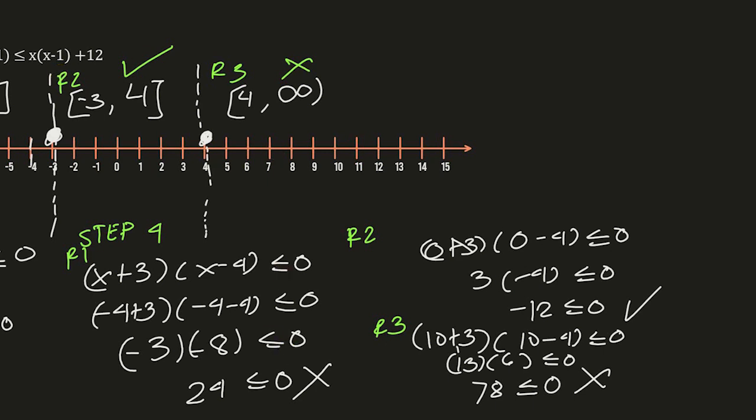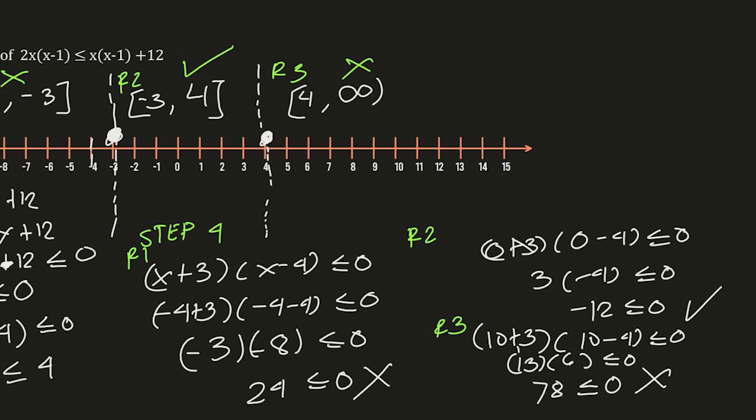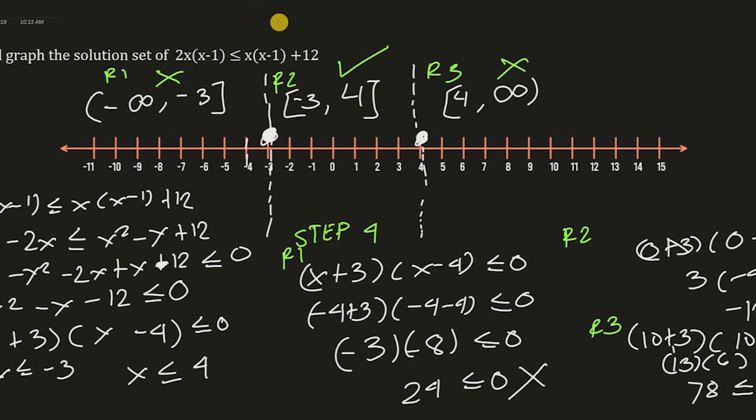So, sa ating solution dito, wait, I'll show you here. Ito lang yung natatanging solution set. So, ibig sabihin, yung sagot, yan lang. In interval notation form, our final answer is negative 3, 4, in brackets.